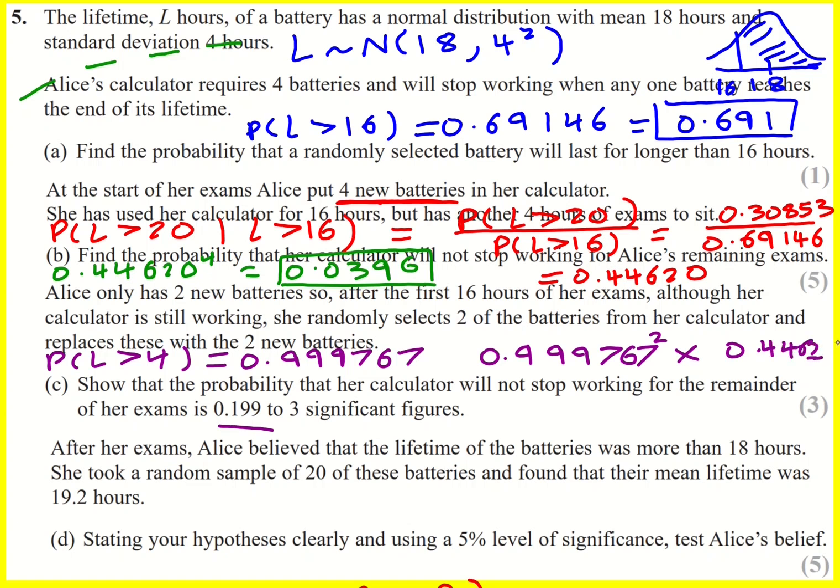0.44620, the old batteries. And then because there's two of them, we're going to be squaring that as well. And this is going to end up being our answer. So it gives 0.199, and then load of zeros. So just round it. So 0.199. Cool, well done.